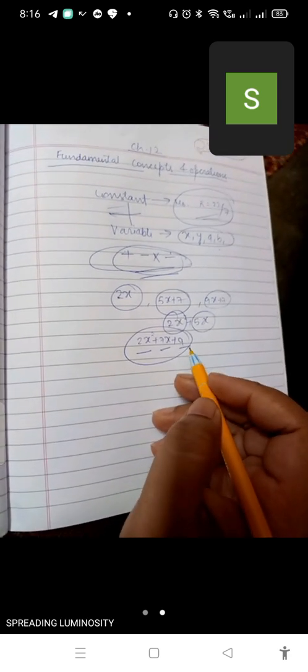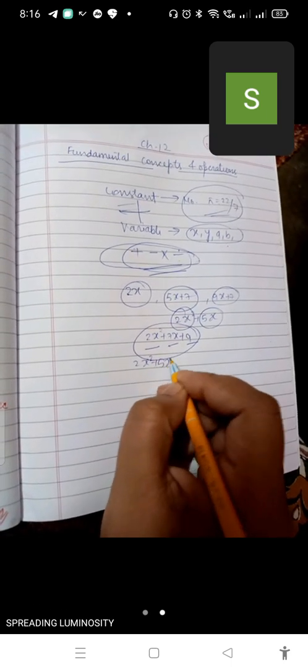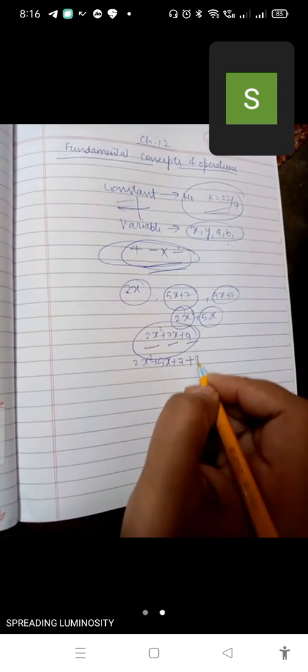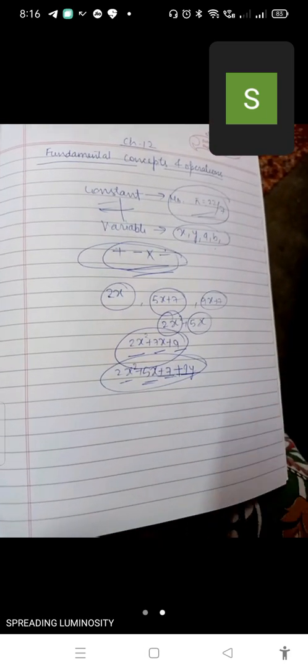If the expression has more than 3 terms, like 2x square plus 5x plus 7 plus 9y, it has 4 terms, so it is called polynomial. Okay, if the expression contains more than 3 terms, then it is called polynomial. Next we have the exercise. Let's begin the exercise.